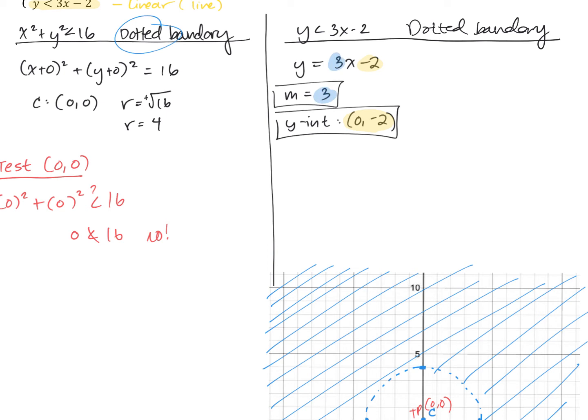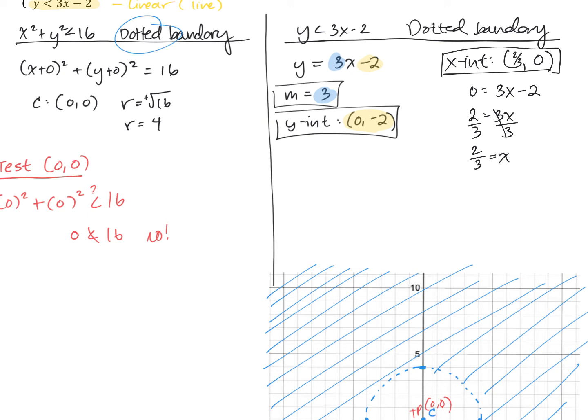And then to find our x-intercept, well, for the x-intercept, we set y to 0. So 0 equals 3x minus 2. Add 2 to both sides, we get 2 equals 3x. And finally, dividing by 3, we get 2/3 equals x. Okay, so we have our x-intercept and y-intercept. Let's go ahead and graph that.